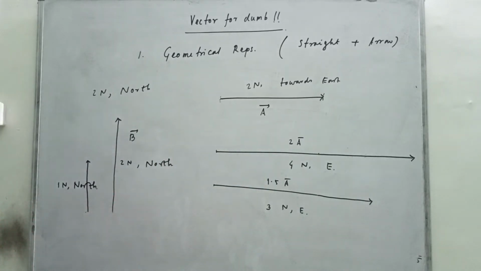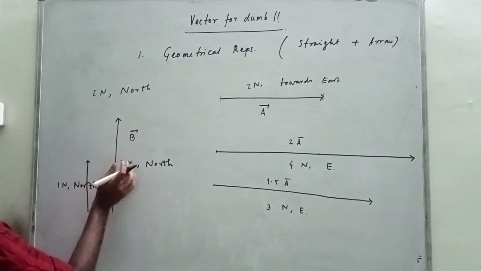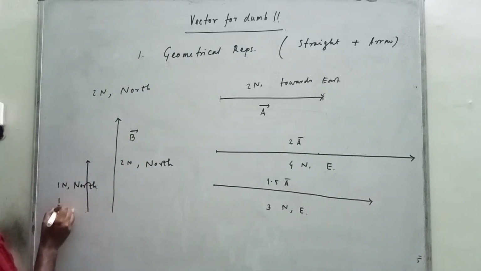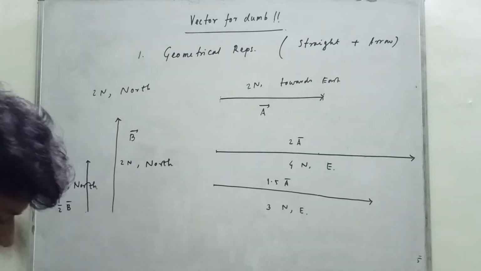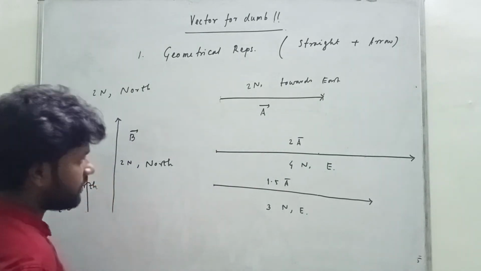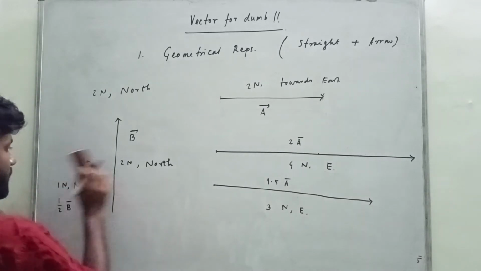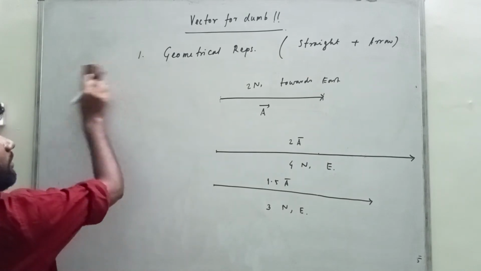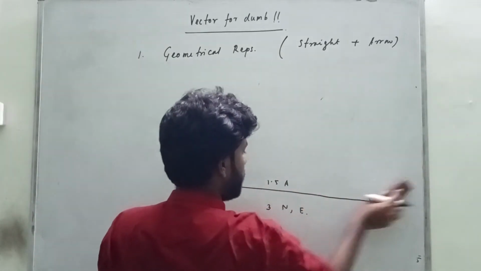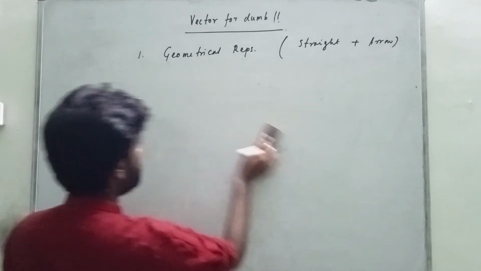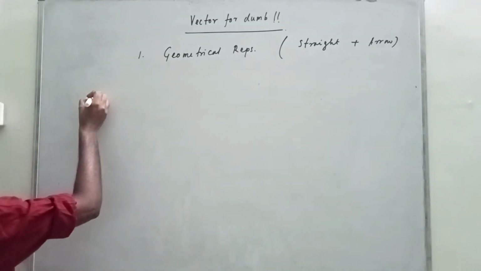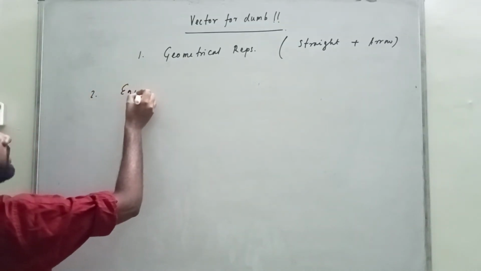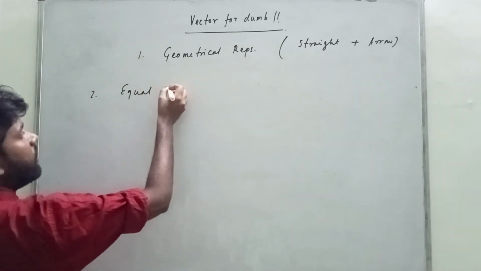So B, because a vector means direction as well as magnitude. Okay, so if it is B, it is obviously half of that length, that means half of B. Okay, so it is a very simple case. It is our number 1 information about vectors. Number 2 information about vectors is the equal vectors.